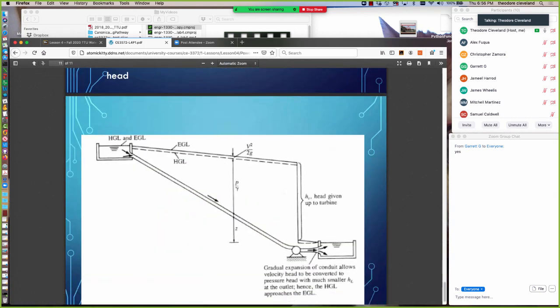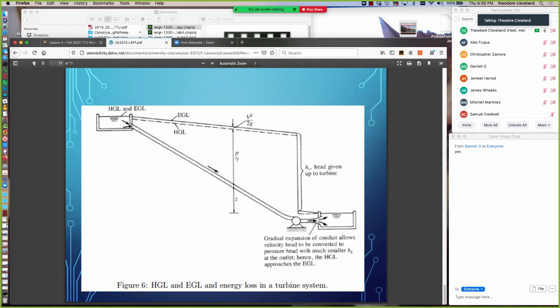And here's an example of hydraulic grade lines and energy grade lines in a turbine system. So the source of energy for the turbine is this high reservoir. So the pool elevation is up here, and it discharges through a turbine into this low reservoir known as the tailwater or the tail race. This pipe here is usually called a penstock, and that takes the water from the supply reservoir to the turbine, which then exhausts the water into the tailwater.